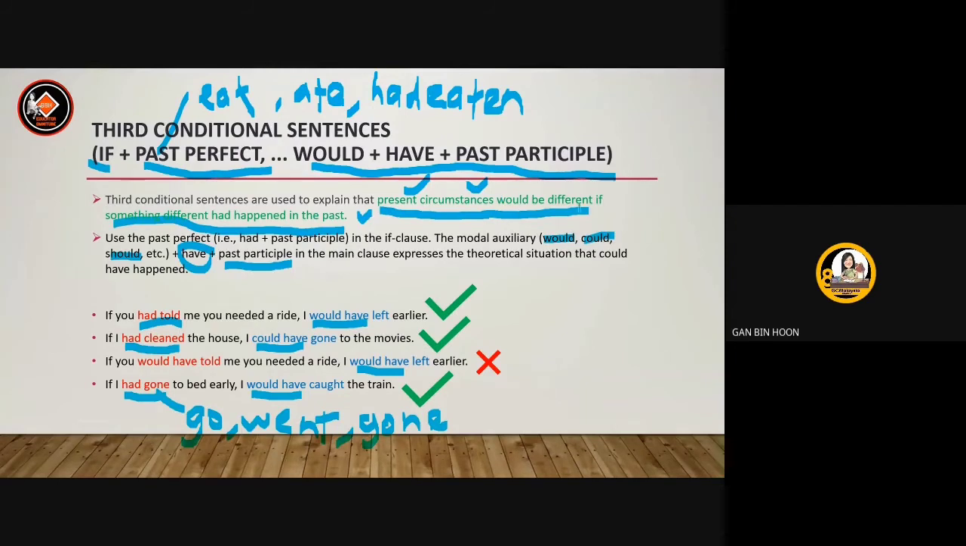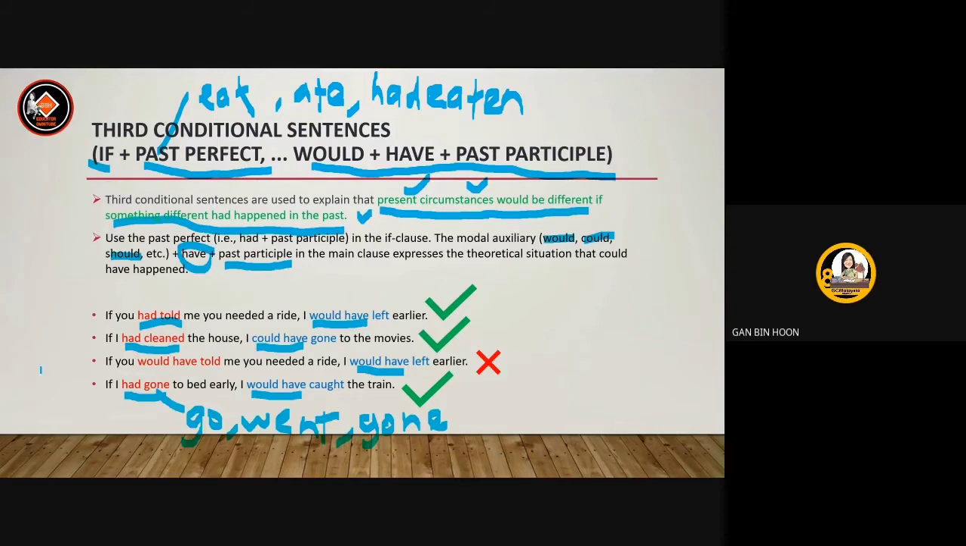Present circumstances would be different if something different had happened in the past. It means this did not happen, but it would have changed. If you had told me earlier, I might have left earlier. That's the meaning. If I had cleaned the house, I could have gone to the movies. Did she clean the house? No. Because she didn't clean the house, she didn't go to the movie.